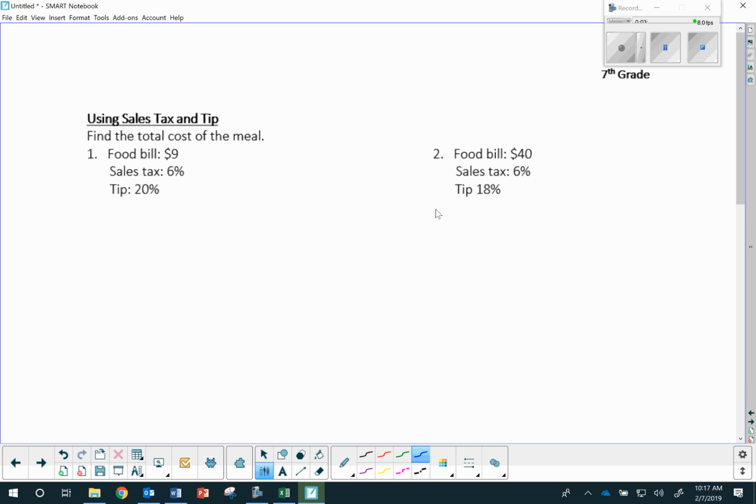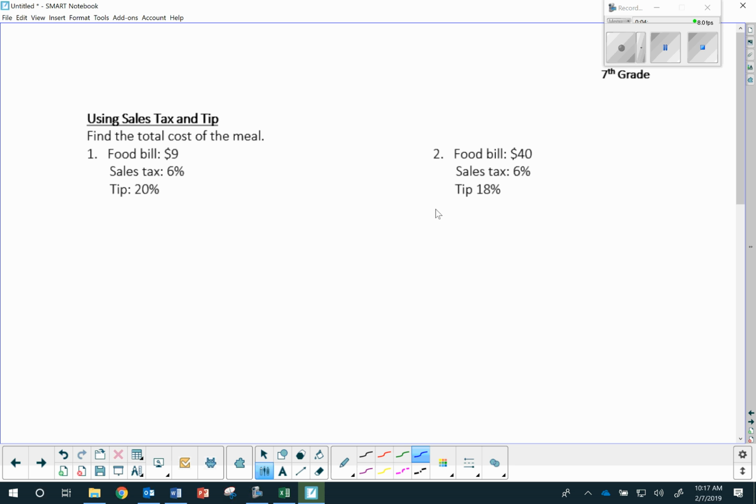So on the back, we're going to now talk about sales tax and tip. So as you know, tax is a certain percentage of the amount that you pay, and tip is an additional percentage you can leave for the server. So if our food bill was $9, the sales tax is 6%, and normally you're not calculating tax, there's already a set percentage, but normally you would decide how much tip you want to leave.